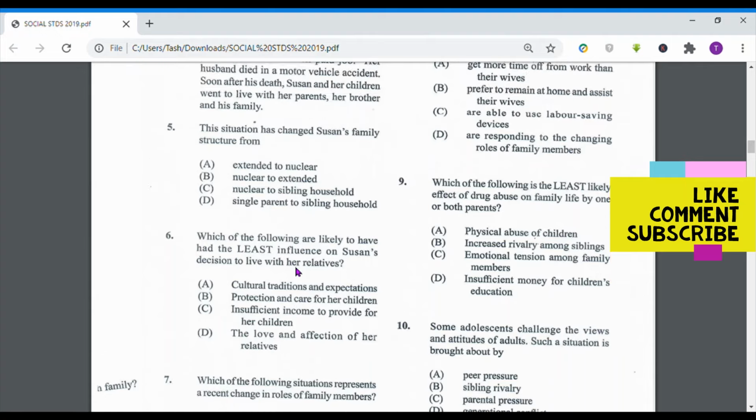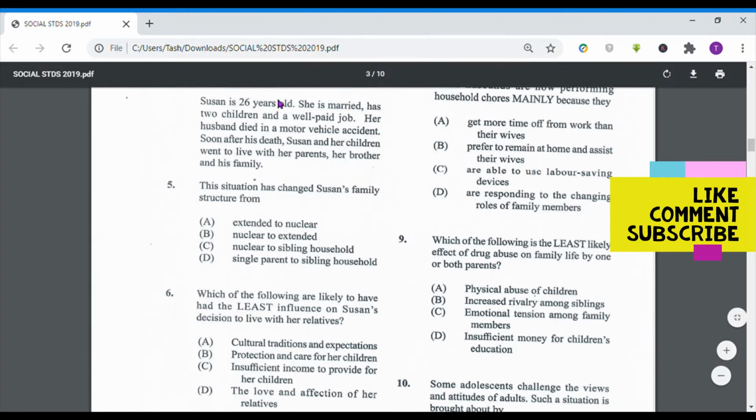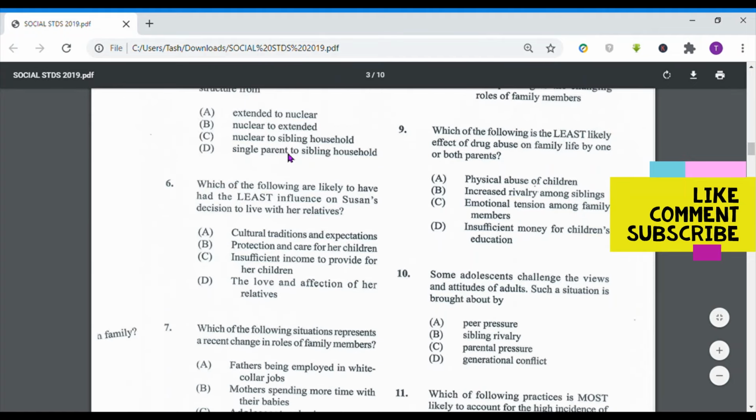If you pay attention to this small passage here, it said that Susan has a well-paid job. That means Susan would not have insufficient income. She would have enough to provide for herself and her children.